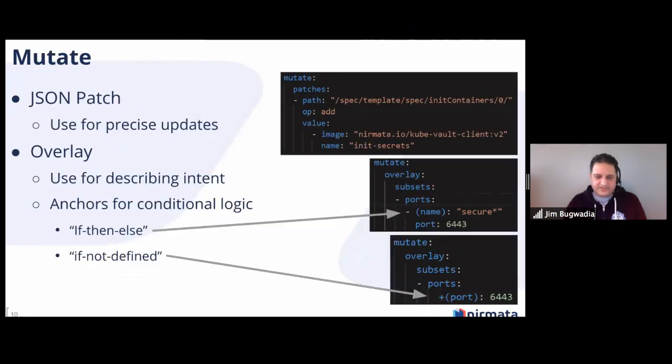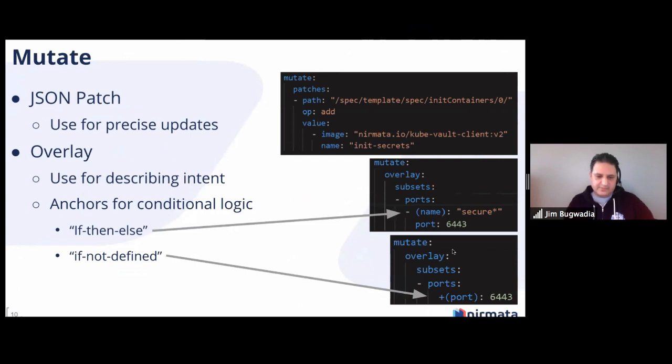Here's a couple of examples of mutate rules, right? With Kyverno, you can write a mutate rule as a JSON patch. If you're familiar with that, it's an RFC for adding, replacing, or changing things within JSON by indicating a path to that element. So here the operation is add, and this is showing how you can add an init container. Very simple example, which can inject an init container into your workload.